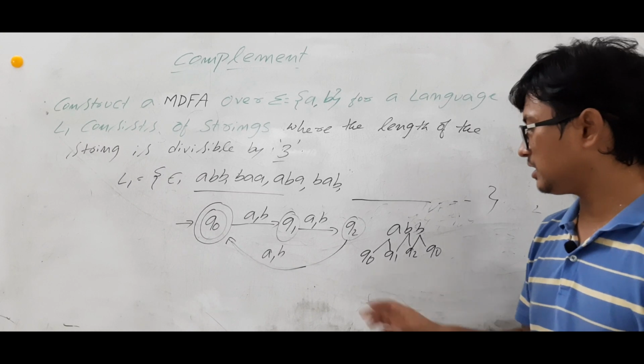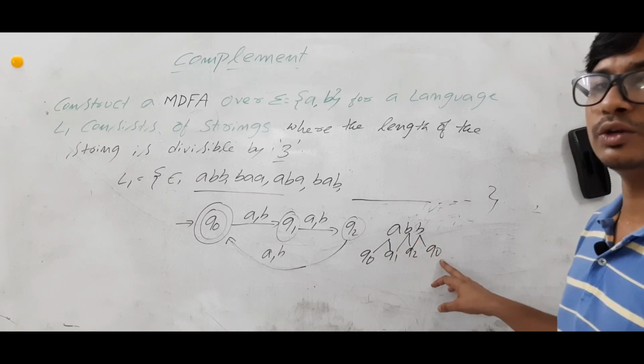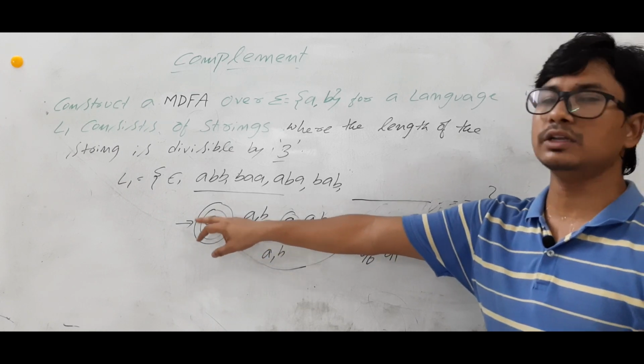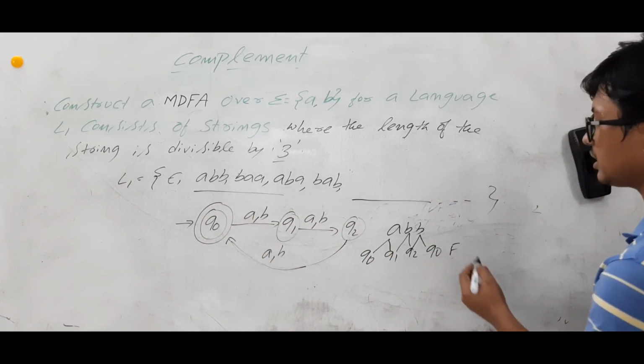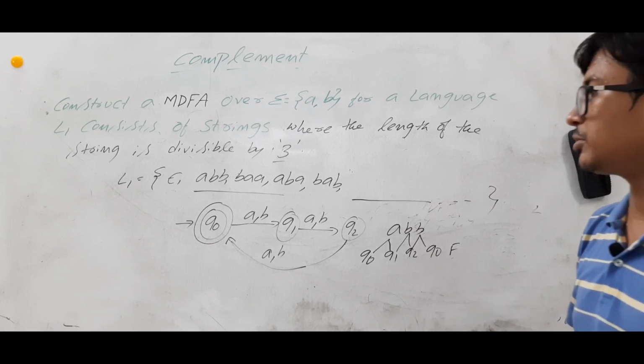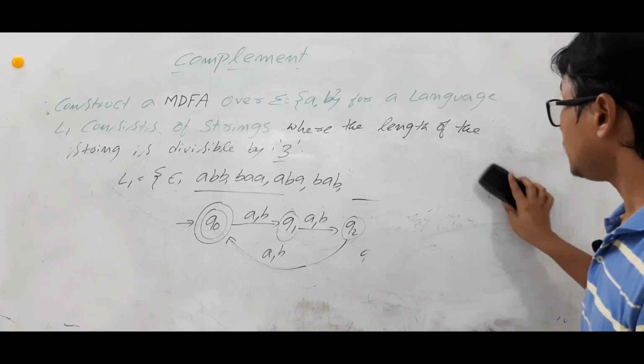Now, from the initial state, on traversing the string, I have reached the state Q0. Now you see that Q0 is also acting as a final state. If you reach a final state, what can I say? The string is accepted by the DFA. So I can say that it is a correct DFA.